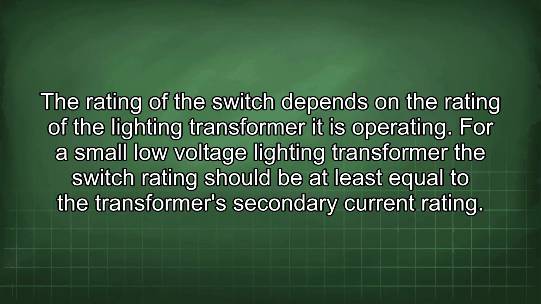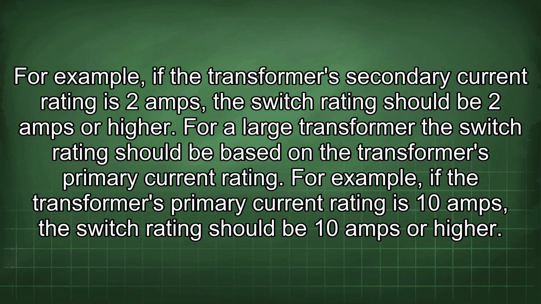The rating of the switch depends on the rating of the lighting transformer it is operating. For a small low-voltage lighting transformer, the switch rating should be at least equal to the transformer's secondary current rating. For example, if the transformer's secondary current rating is 2 amps, the switch rating should be 2 amps or higher. For a large transformer, the switch rating should be based on the transformer's primary current rating. For example, if the transformer's primary current rating is 10 amps, the switch rating should be 10 amps or higher.